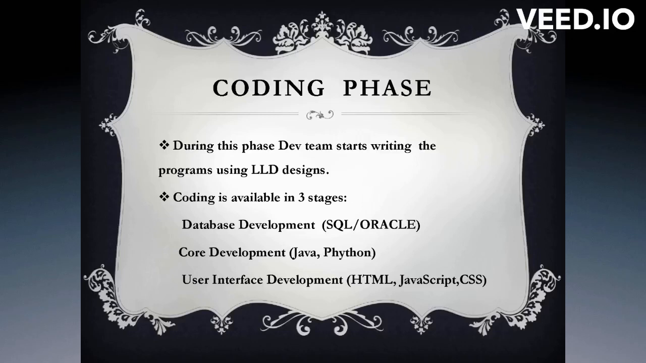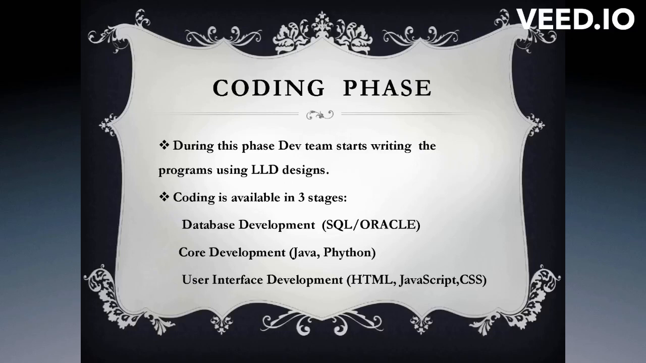These are nothing but for designing a web page. For developing a web page, we'll be using HTML, JavaScript and so on. So that is the user interface development. These are the three stages involved in coding.